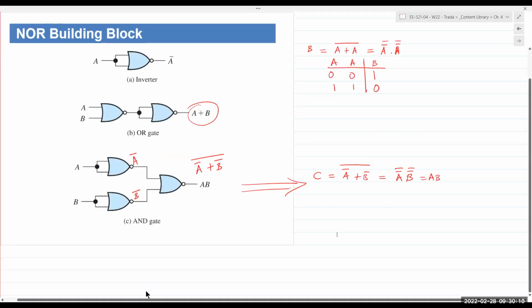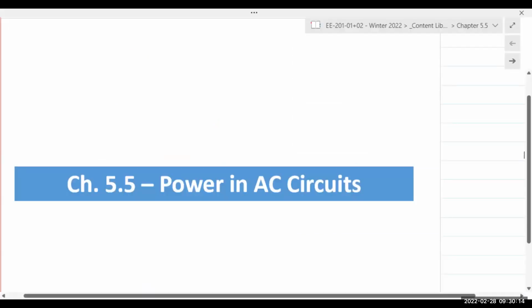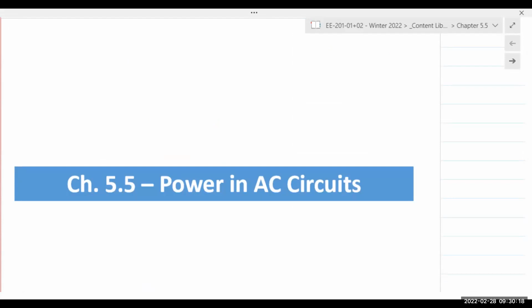That's not the right one. That's the right one. Okay, so power in AC circuits, right? Hence the number chapter 5.5. It's a subsection of chapter 5 in our textbook, so I use the same convention.